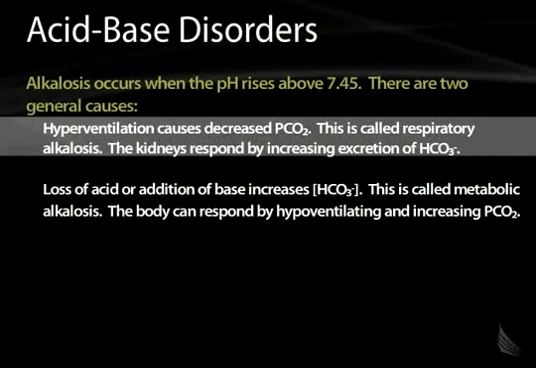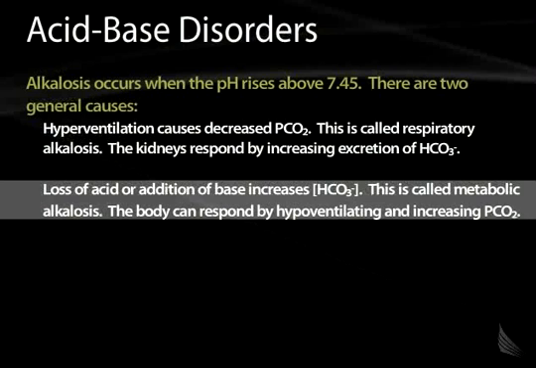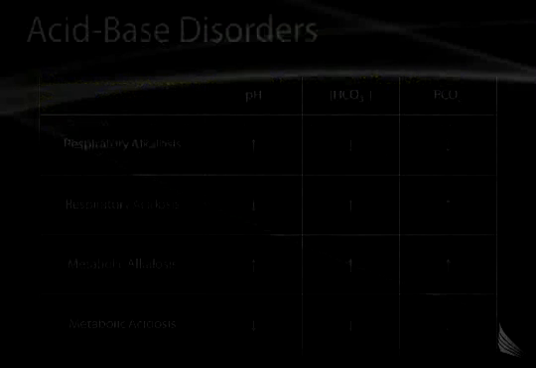We can also get alkalosis by the loss of an acid or by the addition of a base, and this is called metabolic alkalosis. Anything that increases the bicarbonate concentration. So when the bicarbonate concentration goes up, according to the Henderson-Hasselbalch equation, the pH has to go up as well. The body responds to this by hypoventilating, by retaining CO2 and increasing the partial pressure of CO2, which decreases the pH back to its normal level.